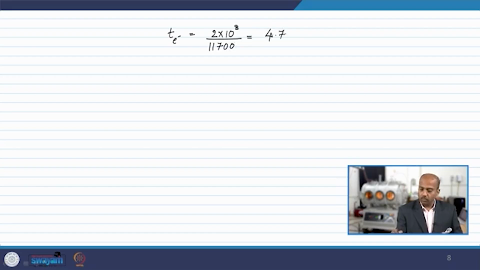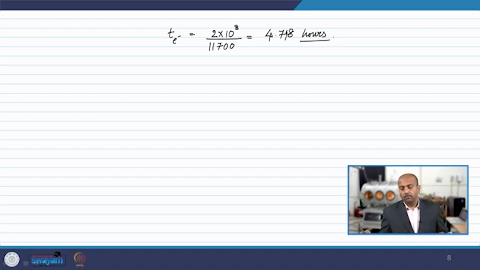And if you consider the electrons, similarly, the time taken for the electrons to complete a revolution will be 2 into 10 to the power of 8 divided by 11,700, which will be equal to 4.78748 hours. The electron will move very fast. That's why they will finish the circumference within a very short period of time.